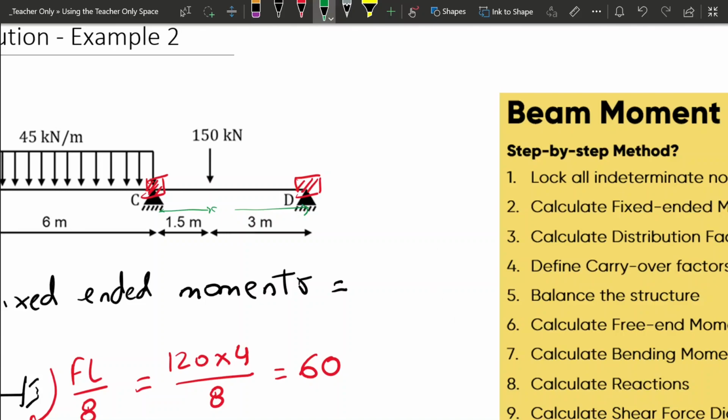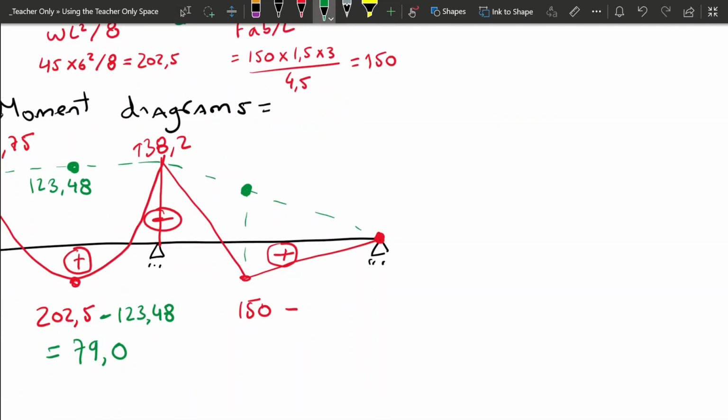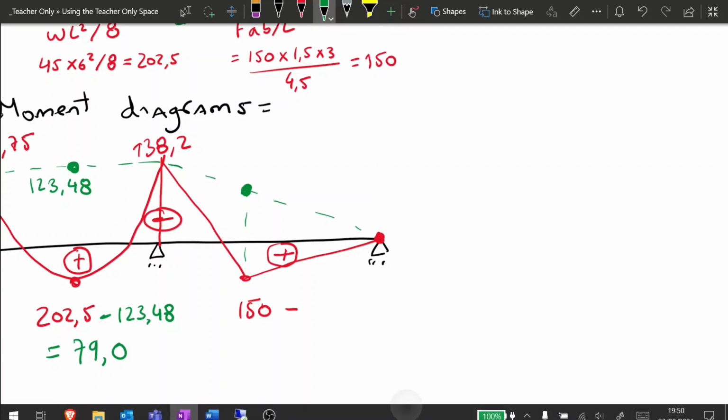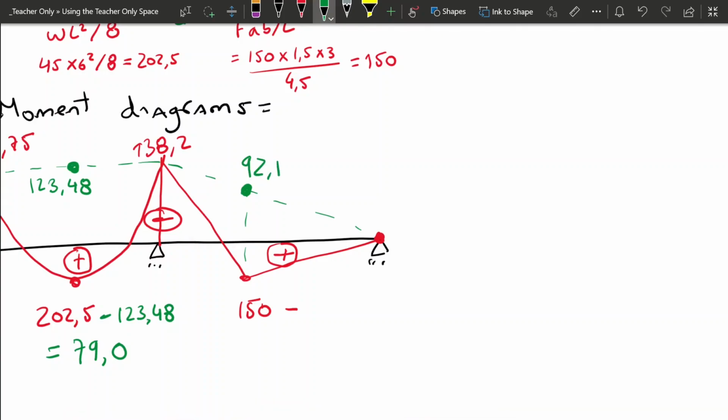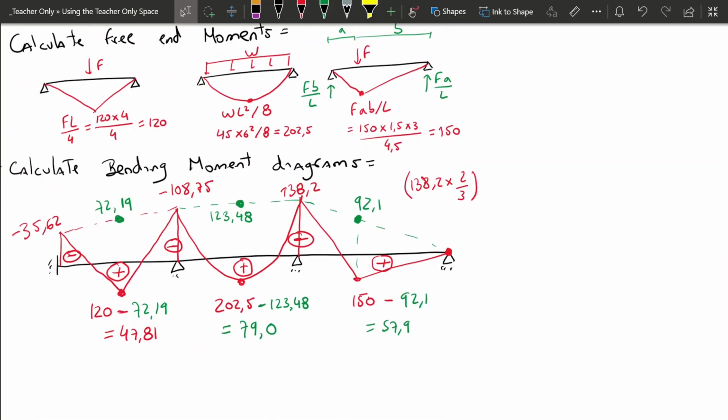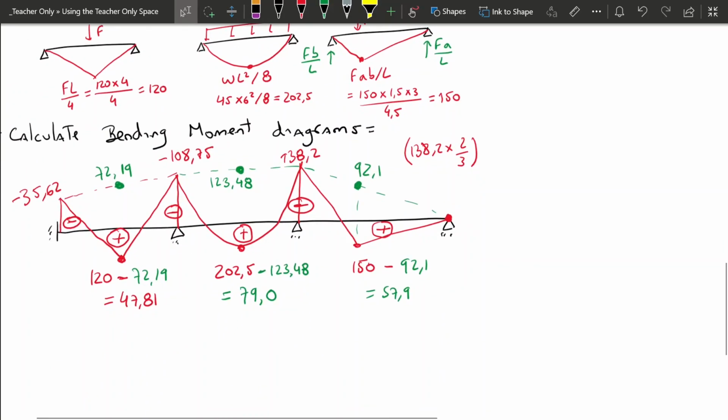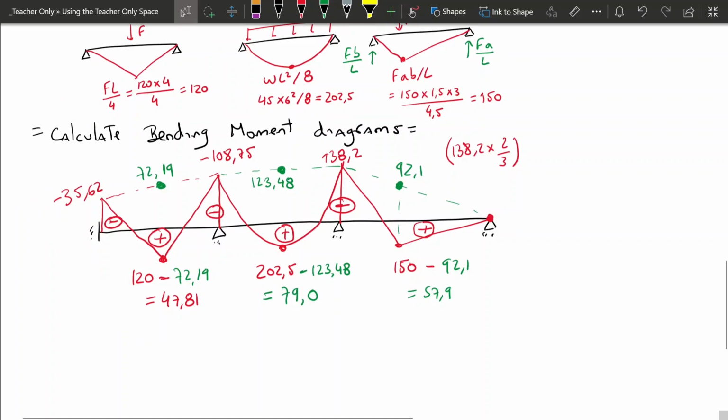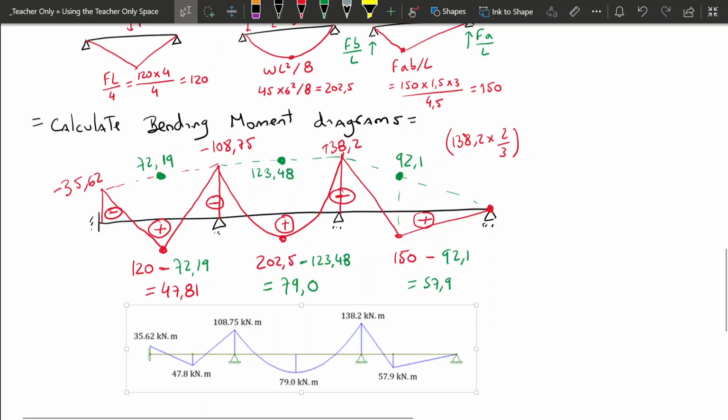So now if we go back down, we can figure out that if we take 2/3 of 138.2, we get 92.1. So again, this would be 138.2 times 2/3. So we're going to now remove the 92.1 and get 57.9. So this would be our bending moment diagram, a sketch of it, and the correct one. I can show you the correct one from a software, so you can see that it matches with the software.